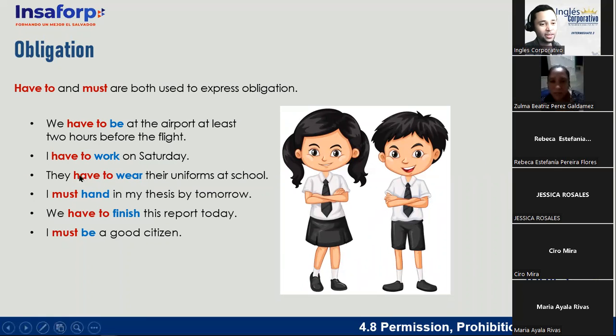All right. The next example. Zulma, can you help me read it, please? Number three. They have to wear their uniform at school. They have to wear their uniforms at school, like in the picture. Look at the kids. They have to wear their uniforms. They can't wear casual clothes. No, it's against the rules. They have to wear their uniforms.